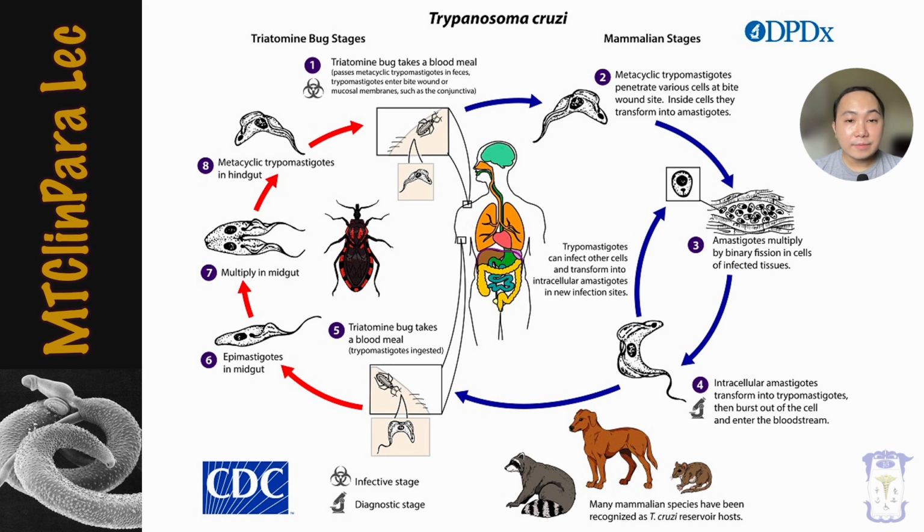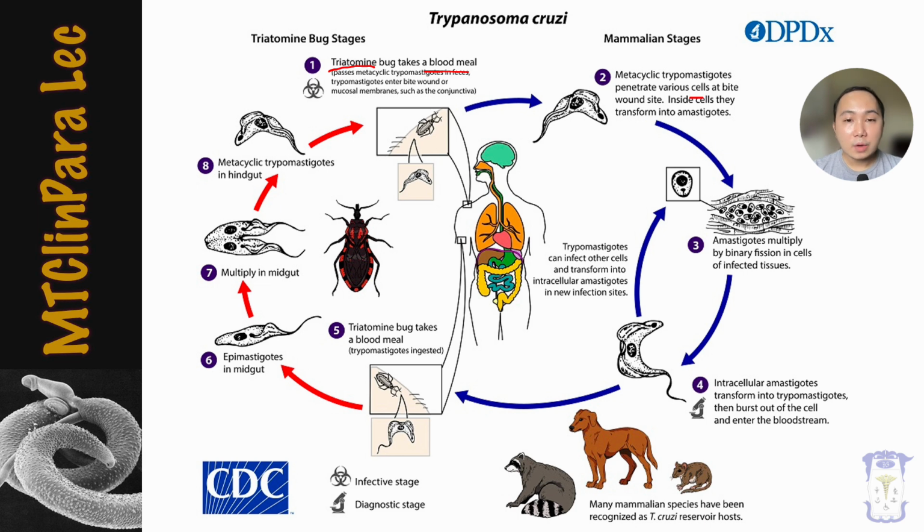So here is the unique life cycle of Trypanosoma cruzi. Take note that the mode of transmission is very similar to Leishmania. A vector, specifically your Triatoma bug, takes a blood meal in a suspected patient. In this process, the Triatoma bug introduces the metacyclic trypomastigote, or trypomastigote in general. This infective trypomastigote will be injected into various cells of the wound site or even travel to the bloodstream to attack the myocytes or the tissues of our heart.